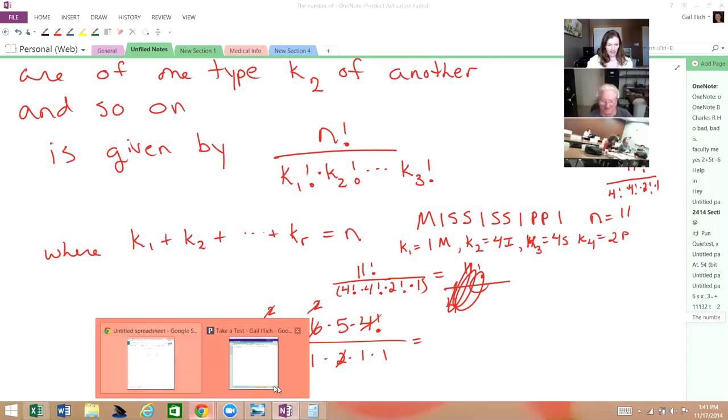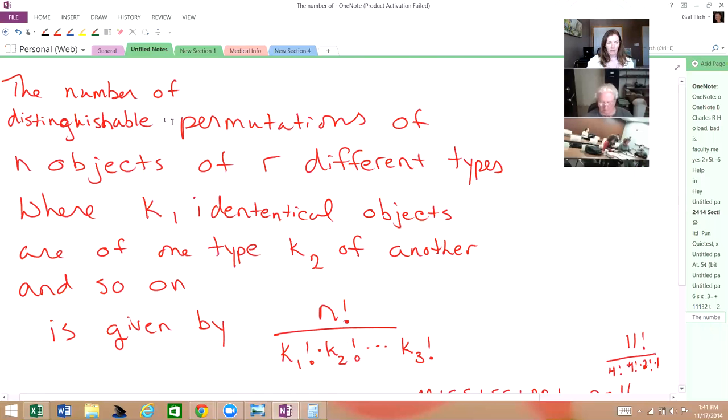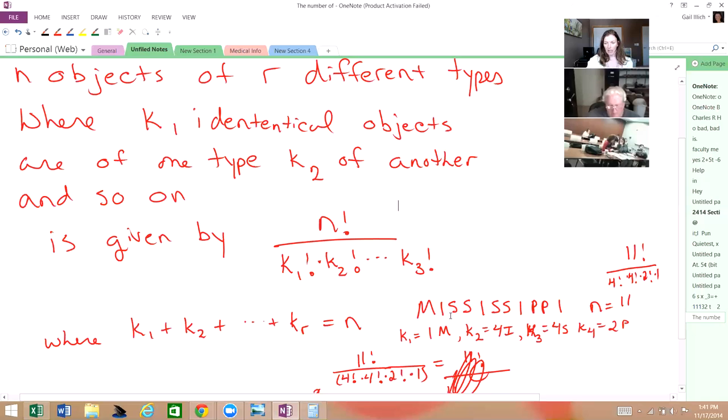We're back looking at this problem where it says how many distinguishable 11-letter words can be formed using the letters MISSISSIPPI. This is a formula we have for the number of distinguishable permutations of n objects of r different types where some of them are identical. When you look back at the word Mississippi, the S's are identical. You have 4 S's, 1 M, 4 I's, and 2 P's.